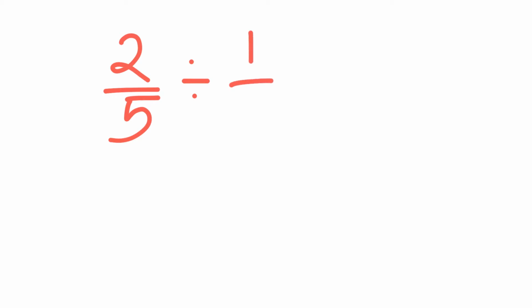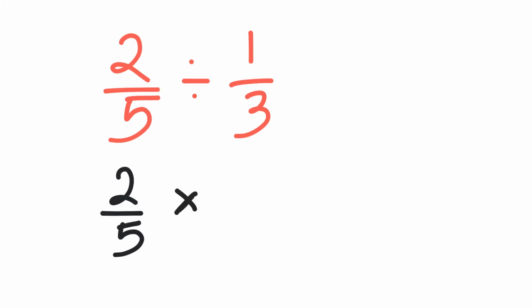Let's take, for example, let's say if I have 2/5 and I'm going to divide it by 1/3 again. So I have 2/5 divided by 1/3. So again, I'm going to do keep, change, flip. I keep my 2/5 as it is, change my division sign to a multiplication sign, and then I'm going to flip my 1/3 to its reciprocal and make that 3/1.